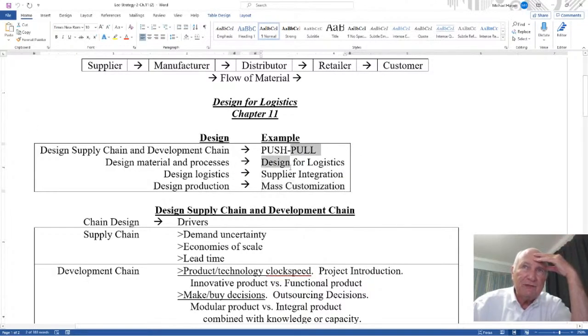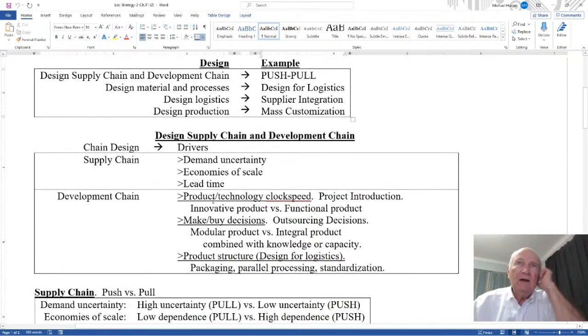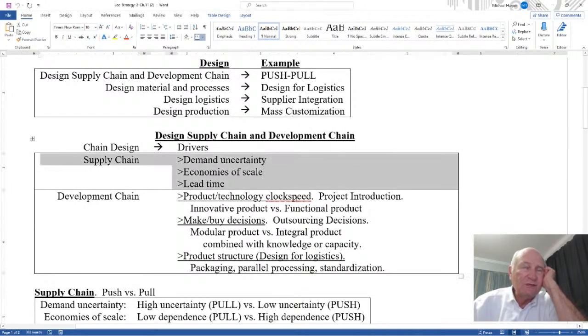These are just examples. There are other illustrations. Now notice we talk about the chain, material and processes, logistics, and then production. Okay. Well, first of all, the drivers over here. For supply chain, we've already seen this. The drivers for the supply chain are demand uncertainty, economies of scale, and lead time. Your demand, lead time, economies of scale for push-pull systems.